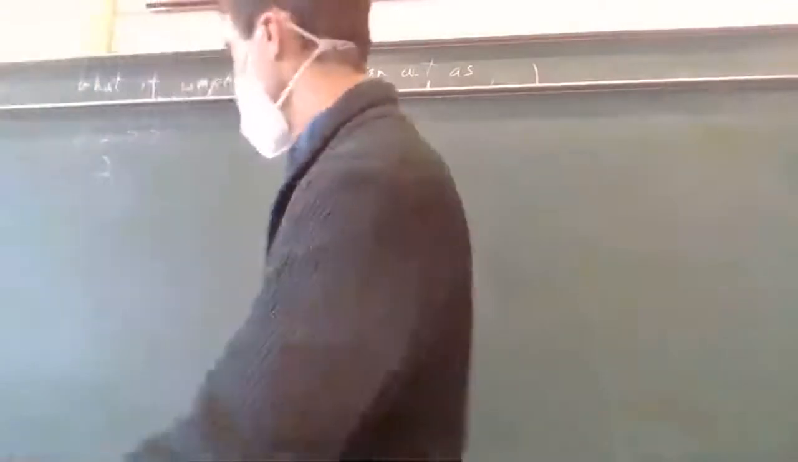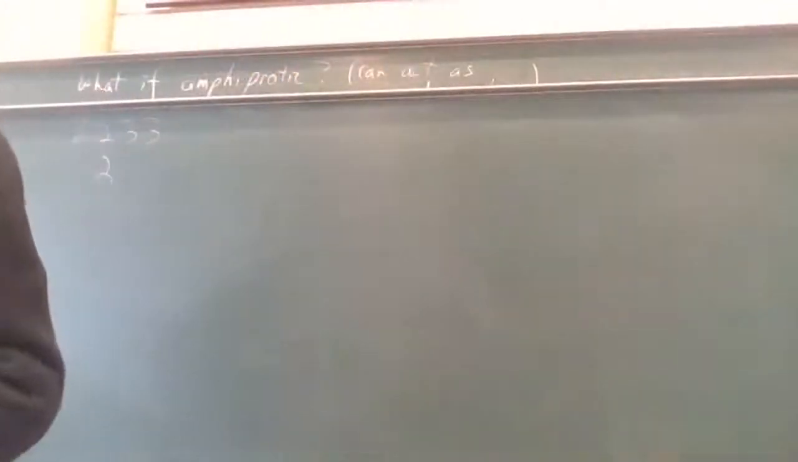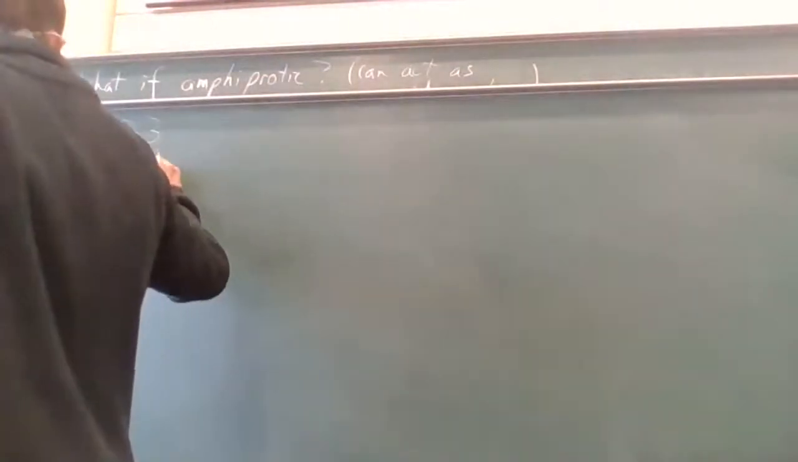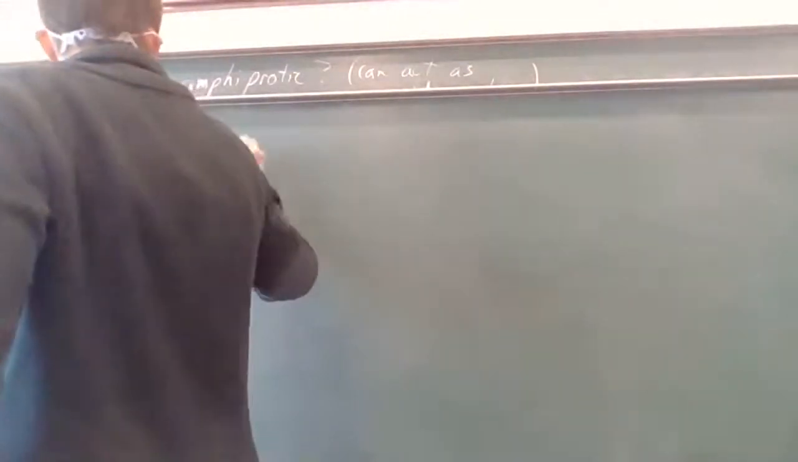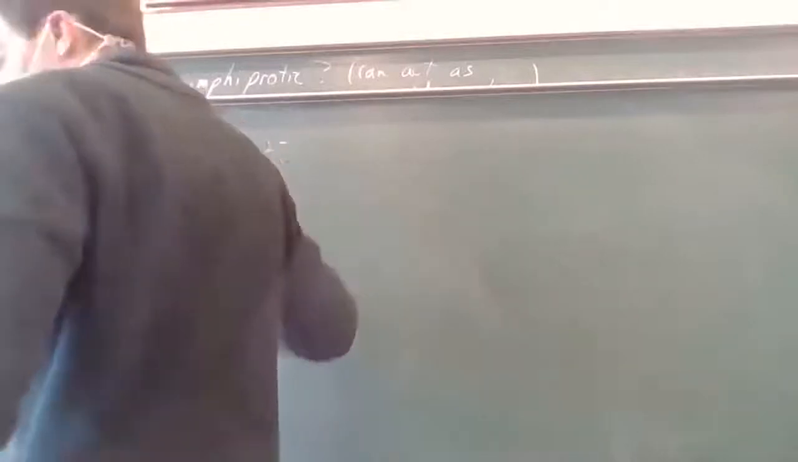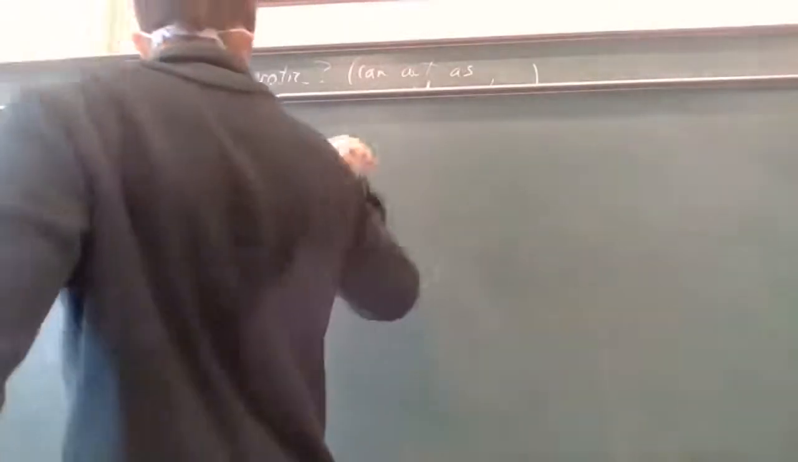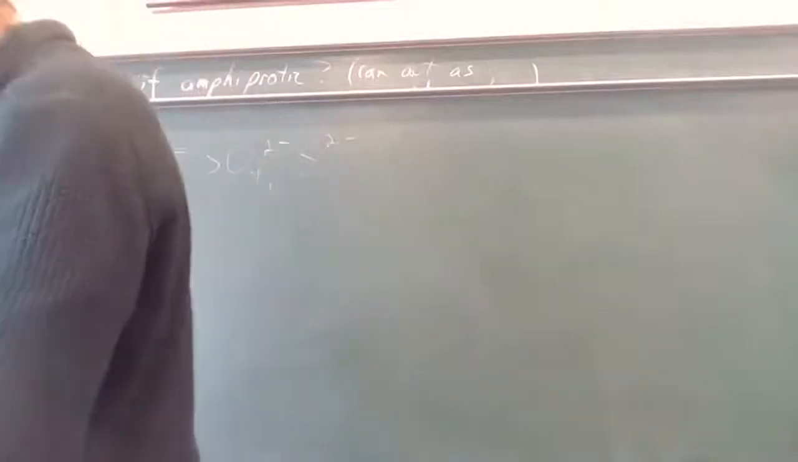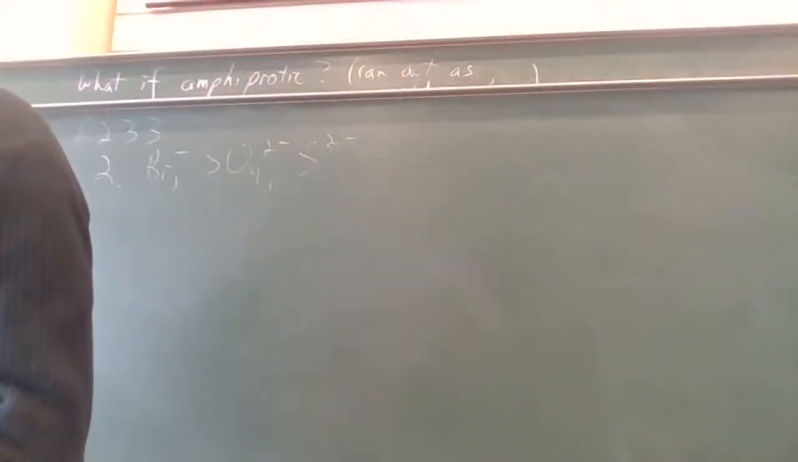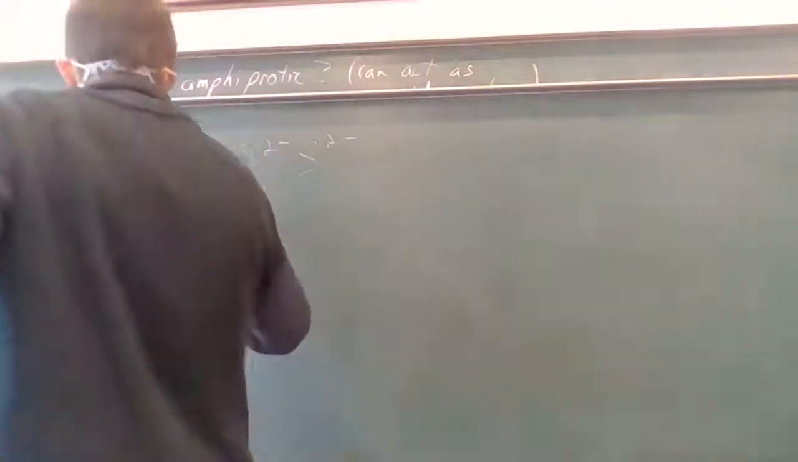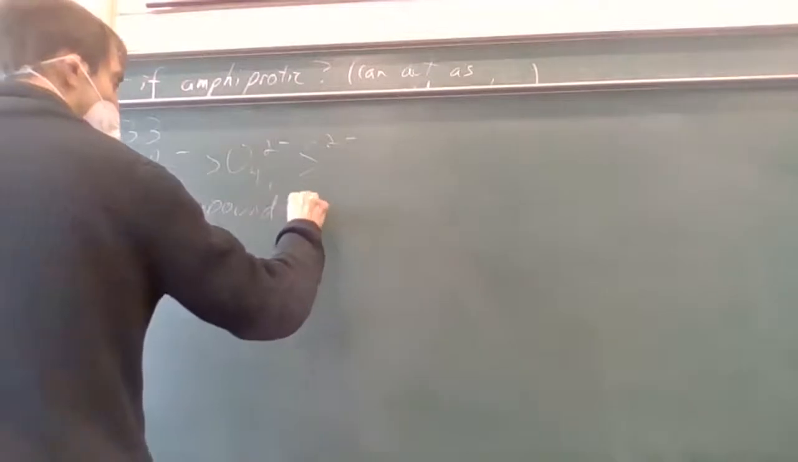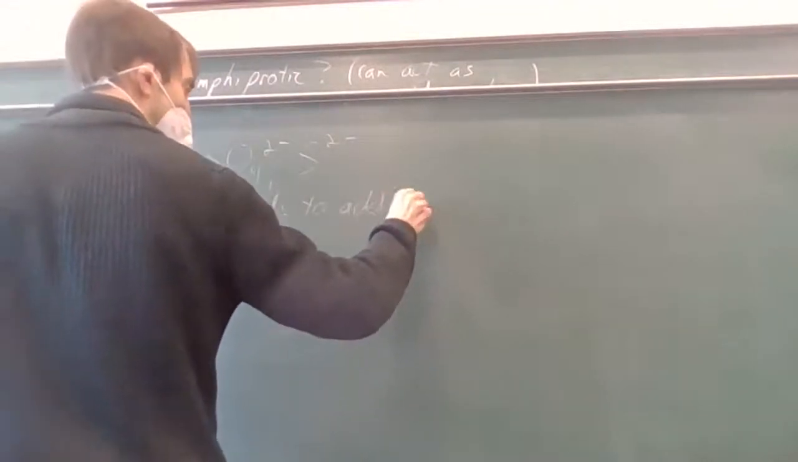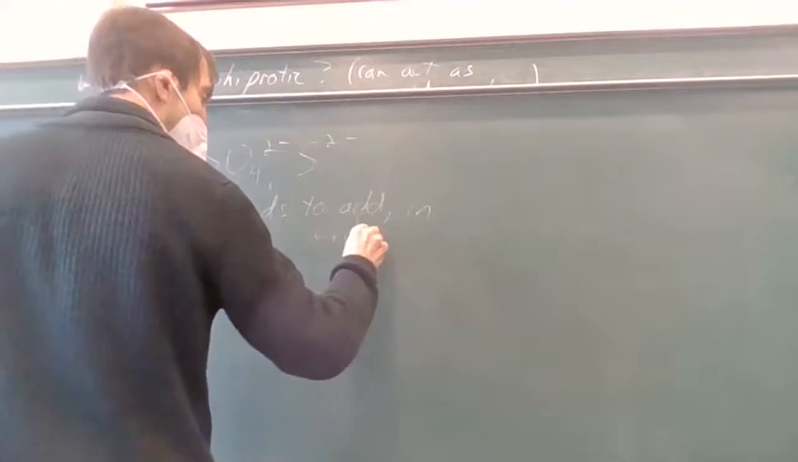Okay, here we go. 233, number 2. Everybody turn to that. Describe a process to remove Br minus, SO4 2 minus, and S2 minus from a solution. So we want compounds to add, and in order.